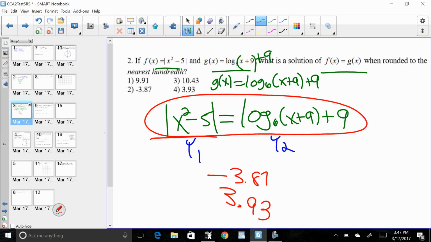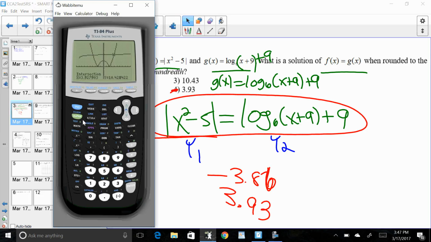Which is the solution? Well, what did I do wrong? Let's see, on my answer key, I had negative 3.86. Did I round this wrong? I must have, because the only answer that's there is choice 4, 3.93. Let's just go through that again. Did I round wrong? 3.93 is definitely correct. Second, trace, option 5. Enter, enter, enter. Negative 3.86, yes.